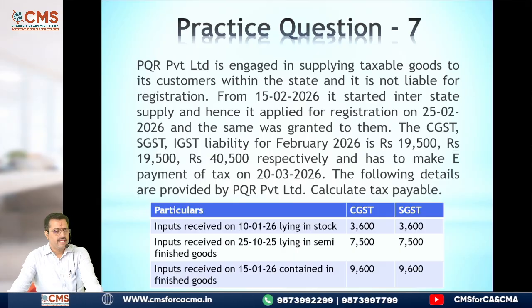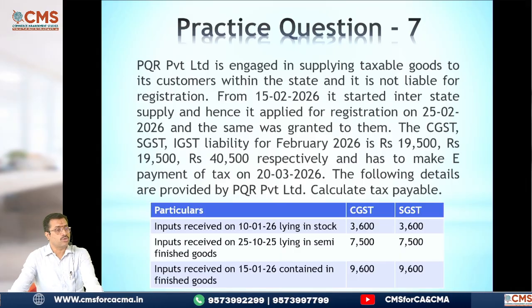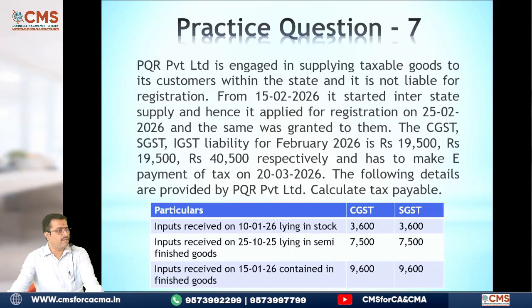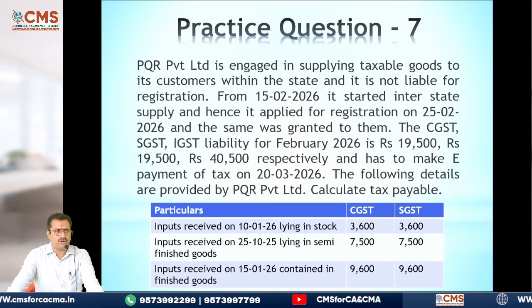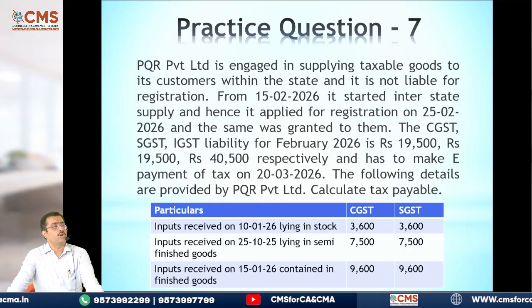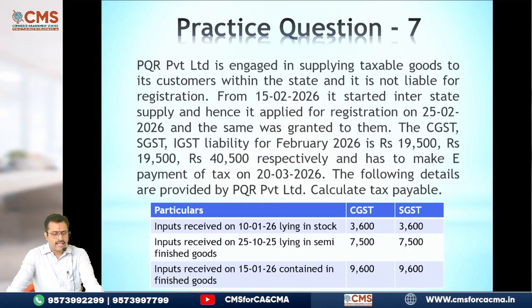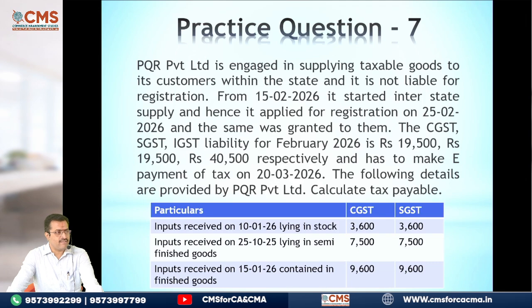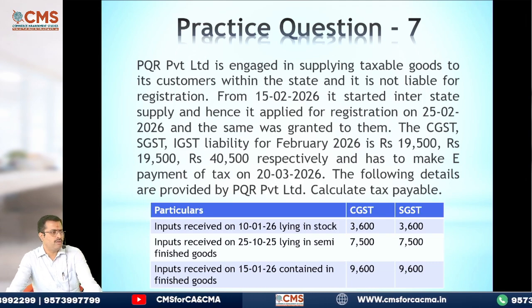Then second, inputs received on 25th October 2025, lying in semi-finished goods. No problem. 25th October 2025 is well within the limit. Up to which date can you go back? 15th February 2025. Till that day time is there. Okay. Next, inputs received on 15th January 2026. No doubt, contained in finished goods. You will be eligible to avail.